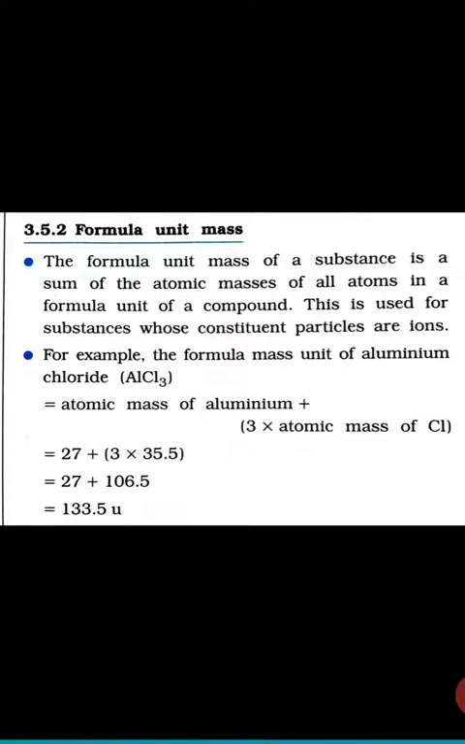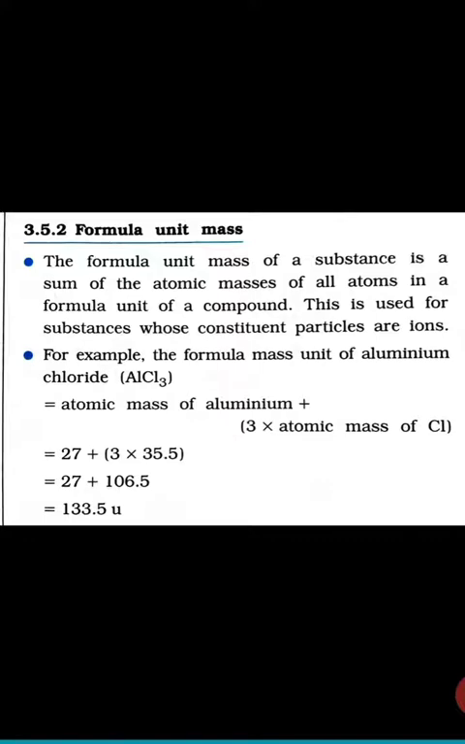The formula unit mass of a substance is the sum of the atomic masses of all atoms in a formula unit of a compound. So what is it? It is the sum of the atomic masses of all the atoms in the formula unit of a compound. And formula unit mass is calculated in the same manner as we calculate the molecular mass. The only difference is that we use the word formula unit for those substances whose constituent particles are ions.